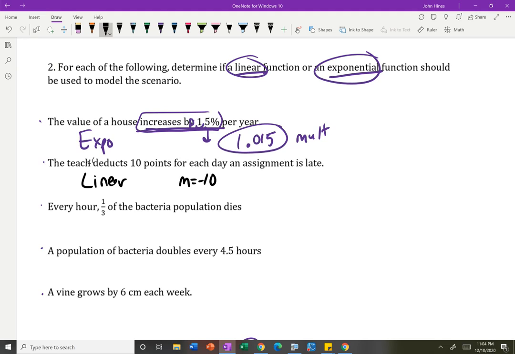Every hour I'm left with a third of the bacteria dies. So that's dividing by 3, right? A third, divide by 3, divide by 3. That's totally exponential. I'm not adding or subtracting the same number. I'm taking a fraction, a third, a third, a third of what's left.